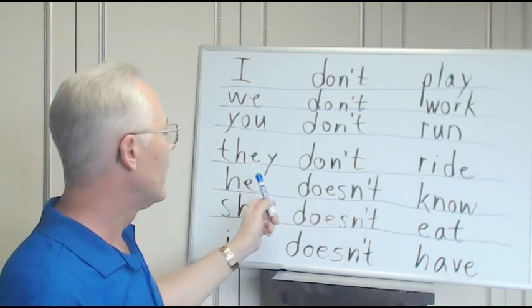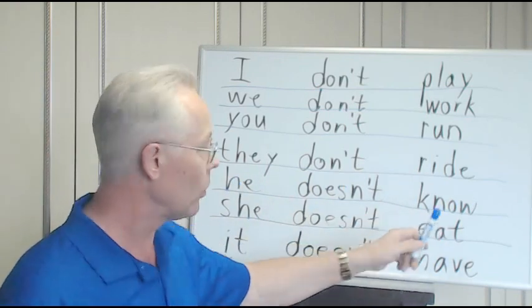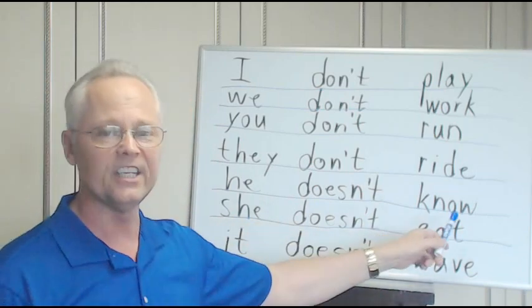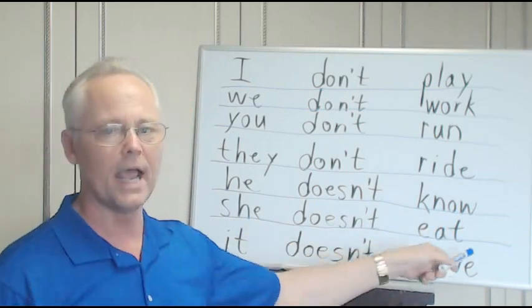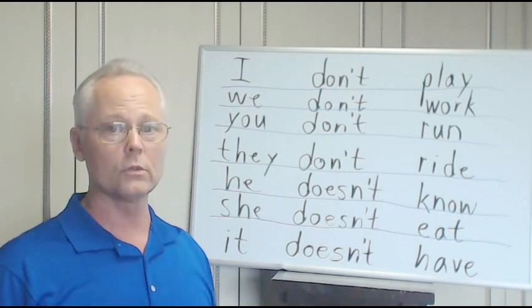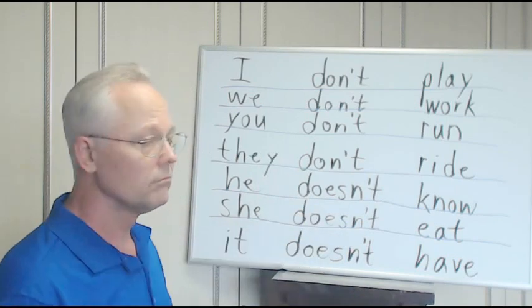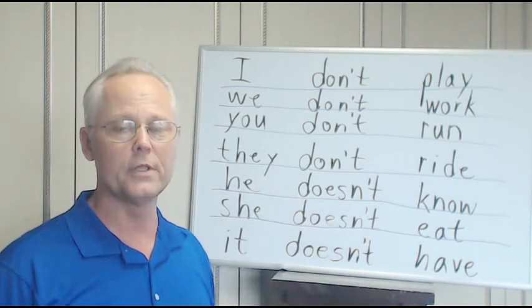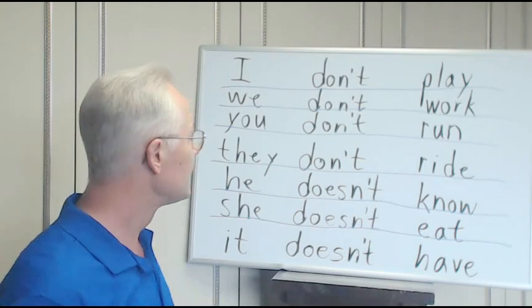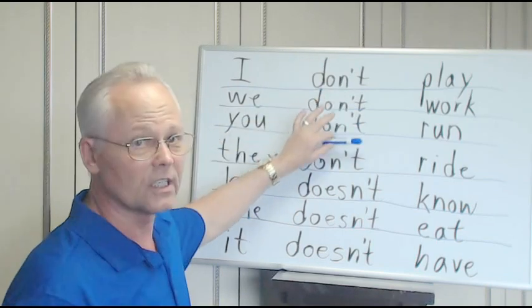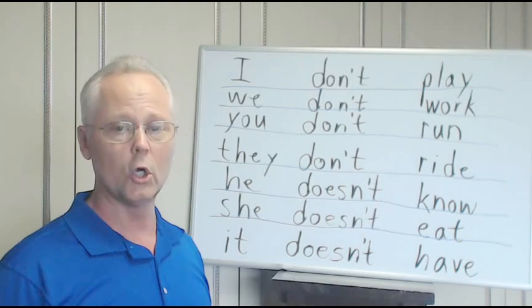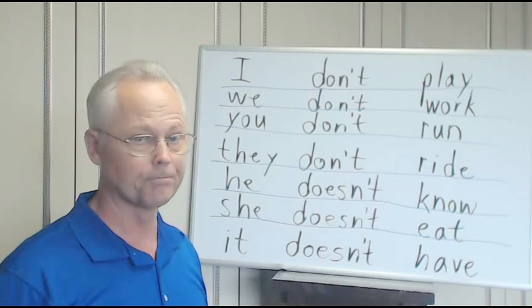Not the S at the end of the verbs, but the don't and the doesn't. He doesn't know. She doesn't eat. It doesn't have. Okay, with don't down here, no, you cannot do that. That does not work. Doesn't up here, no, does not work.